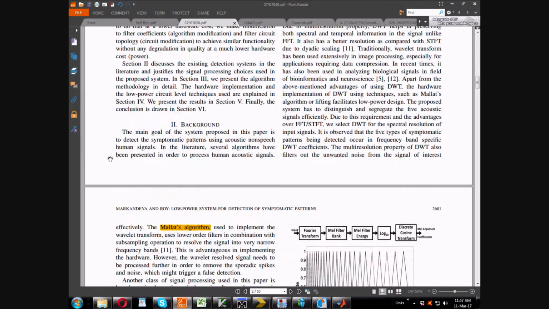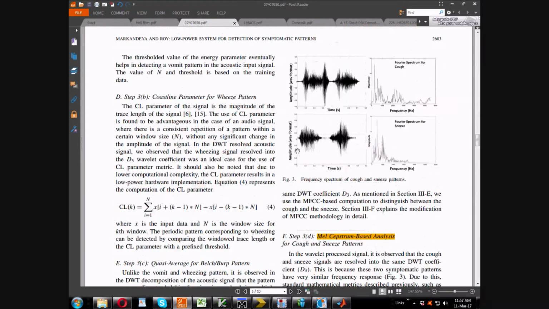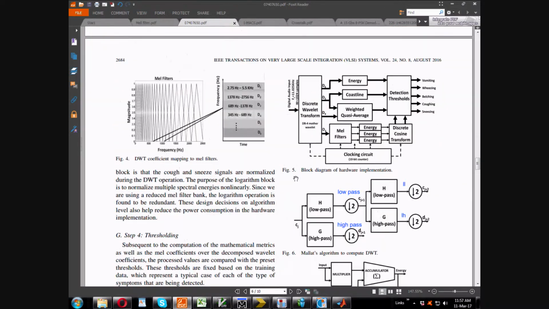Here I'll show the diagram for figure 1. We take the input from the audio signals. It is transferred to the Fourier transform, Mel filter based energy, log, and discrete cosine transform. So the main important diagram is this one, figure 5. Here I give the input signal to the discrete wavelet transform.